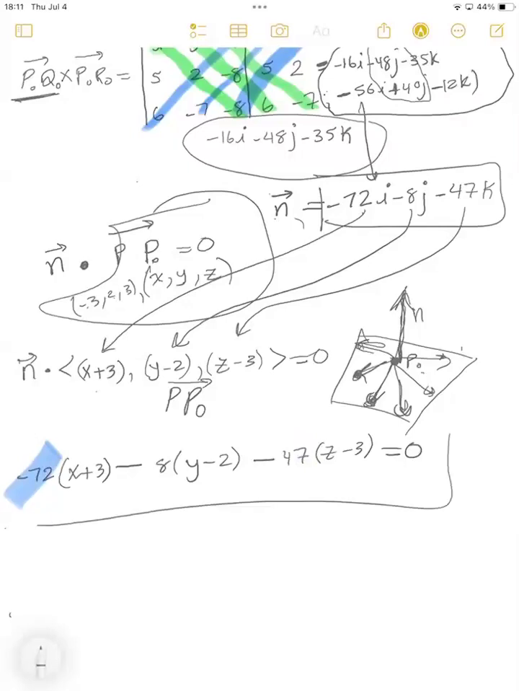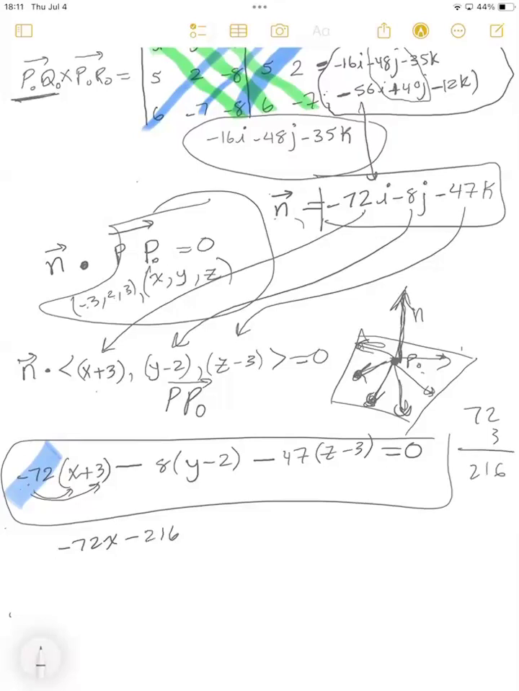So that is one form, but I also want to simplify this, so I distribute. Negative 72x, negative 72 times 3, I get 216. Then negative 8 times y is negative 8y. Negative times negative is positive 8 times 2 is 16. Negative times positive is negative 47z. Negative times negative is positive.